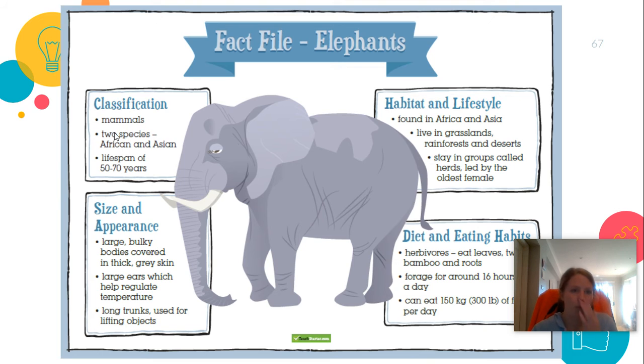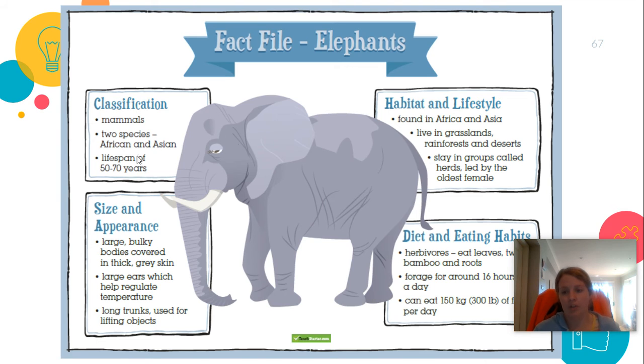So, for example, here with the classification of an elephant, you've got dot points that they're mammals. I could write that into a sentence, but I don't need to. All I need to know is for my notes, they are mammals. There are 2 different species, so African and Asian, and the lifespan is of 50 to 70 years. Now, these here are all dot points, which I'm going to put into sentences within my own words later.